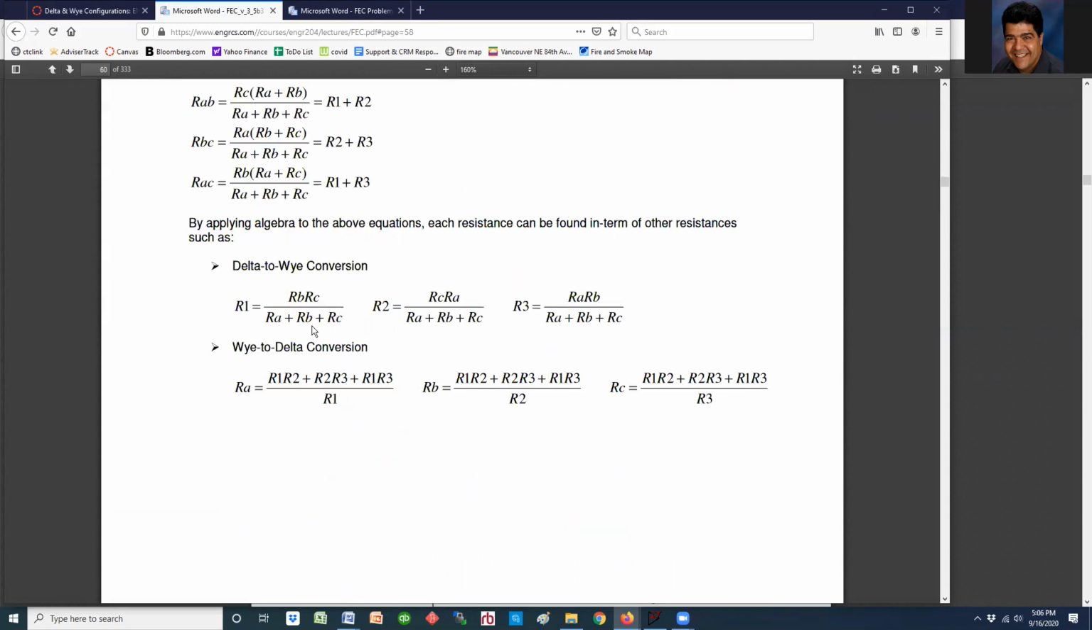Now, between me and you, it's not worth memorizing this information. The equations are just there. Anytime you need them, make a reference to them. Just so you know that we're capable of doing that.